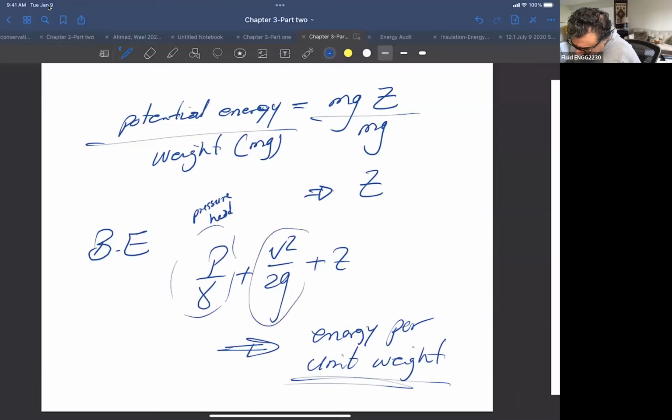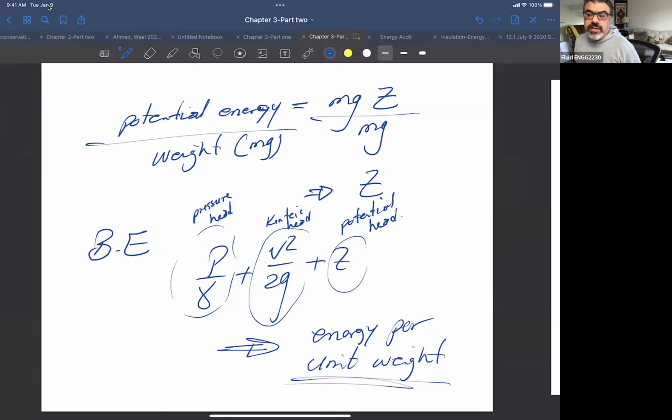Same thing here, kinetic head. And this will be potential head, okay? So just to give you an idea about why we are doing this in this form, the most important piece of information that I deliver today is that it is a way of developing something called the total energy line and hydraulic gradient line.